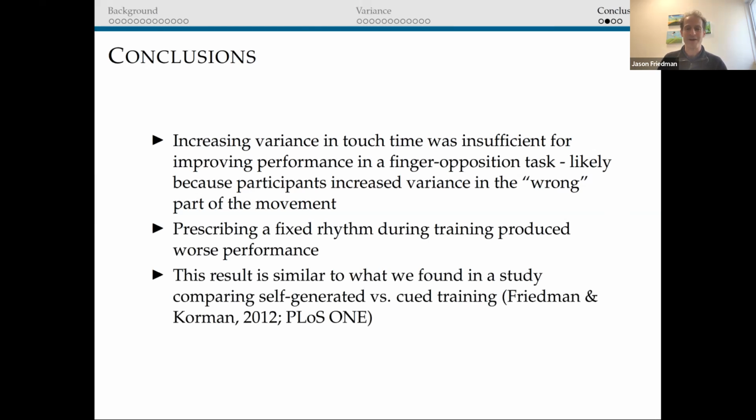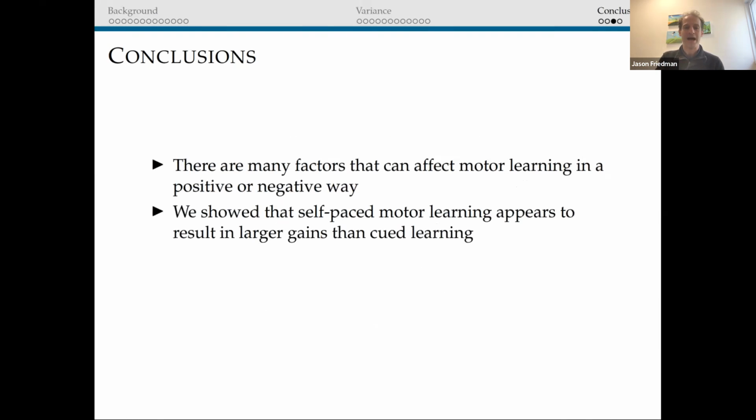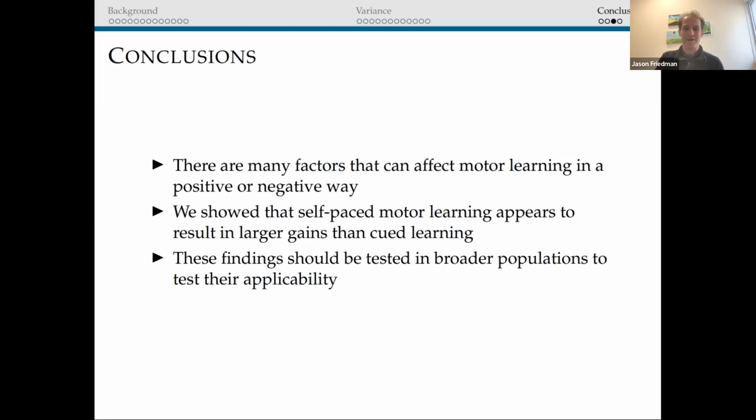And this is similar to what we found in a previous study, looking at self-generated versus cued training. So it seems in these sort of tasks, it's better to let the participants perform with their natural timing rather than giving them a specific timing pattern to perform. And it seems to improve their performance. So there are many factors that can affect motor learning in a positive and negative way. Here we showed that the self-paced learning process appears to result in larger gains than using cued learning. And we suggest that these results should be tested in broader populations, not just in young adults, to see what the effect of this is in other groups.